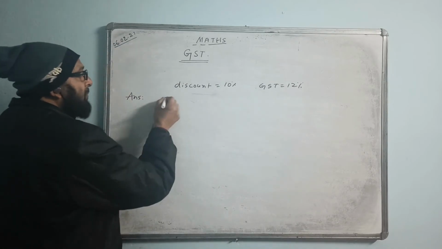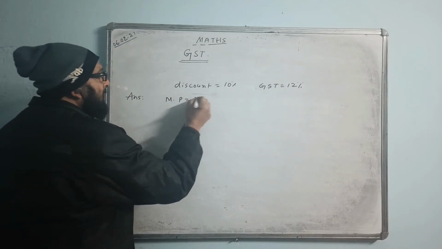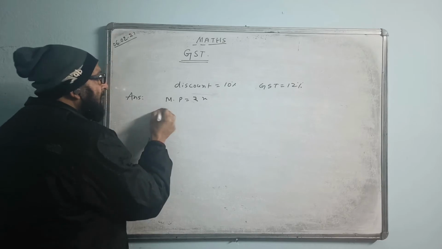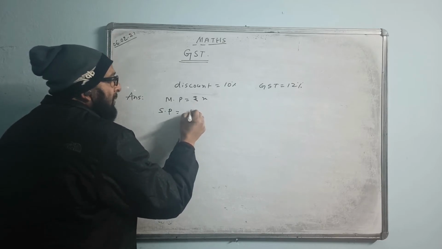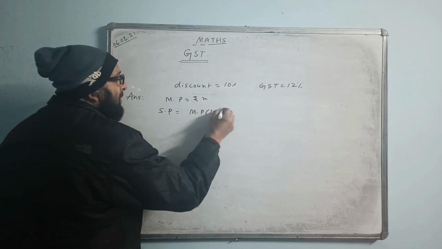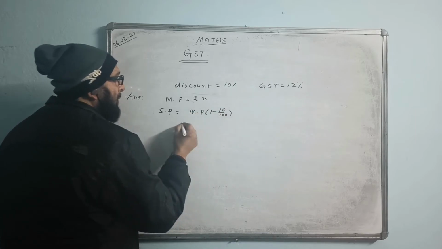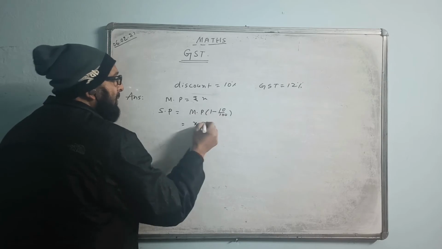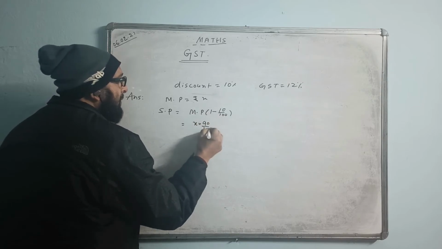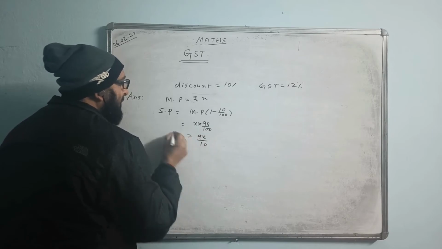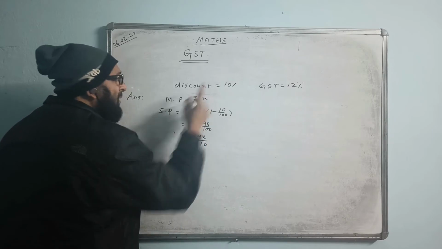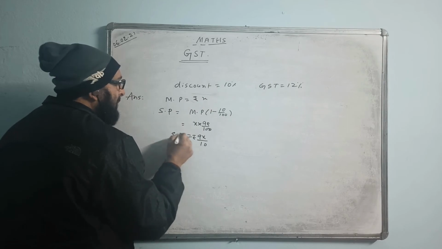So first we let the mark price be rupees X. The normal method will carry on at SP. SP value will be what? The formula is NP times 1 minus 10 by 100. This is X times 90 by 100. Cancel, you get 9x by 10. SP is coming rupees 9x by 10. I'm talking about only one discount.